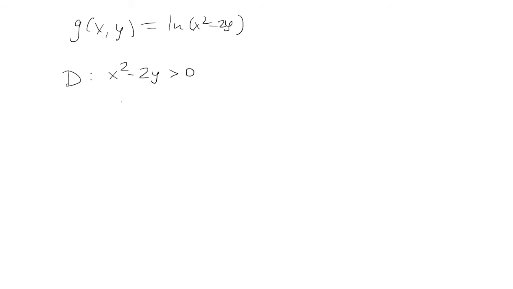Find the domain and range of the function g of x y equals ln of x squared minus 2y. First, for the domain, we want whatever's inside the log to be greater than 0. So that means that x squared has to be greater than 2y.